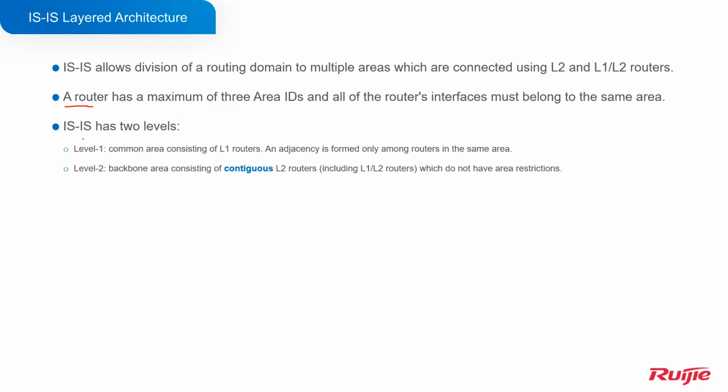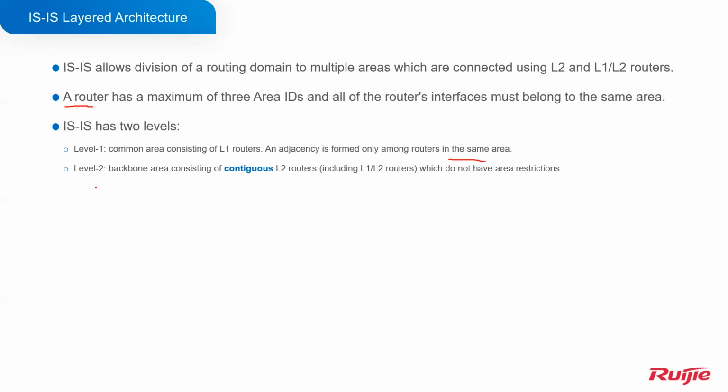And about the IS, we have 2 levels. One is level 1 and another one is level 2. And level 1 is a common area. Okay, you also can think of this as a non-backbone area. And this level 1 area consists of level 1 routers. And if you want to establish the adjacency, because only with adjacency can you get the routing information, the level 1 adjacency can only be established in the same area. So this is level 1.